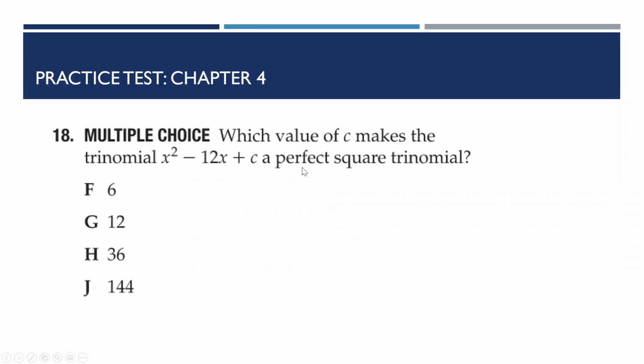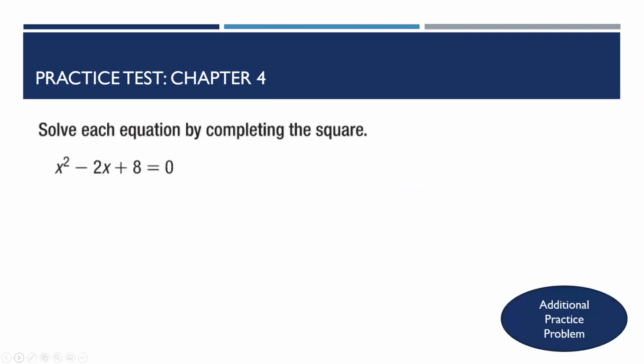So here it's just asking which value of c makes the trinomial x squared minus 12x plus c a perfect square trinomial. So remember, you would take half of b, which in this case is -12. So that's -6. And then you square it. Okay, so this squared is going to be positive 36, which is c. Okay, that's all it's asking you to do there.